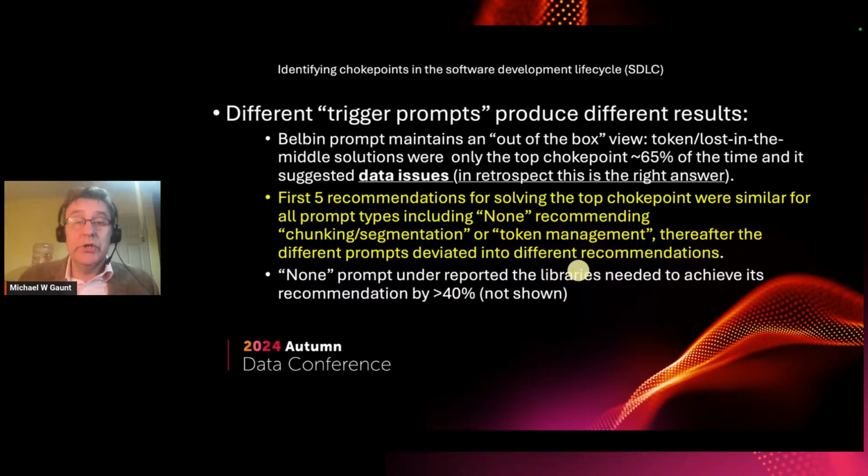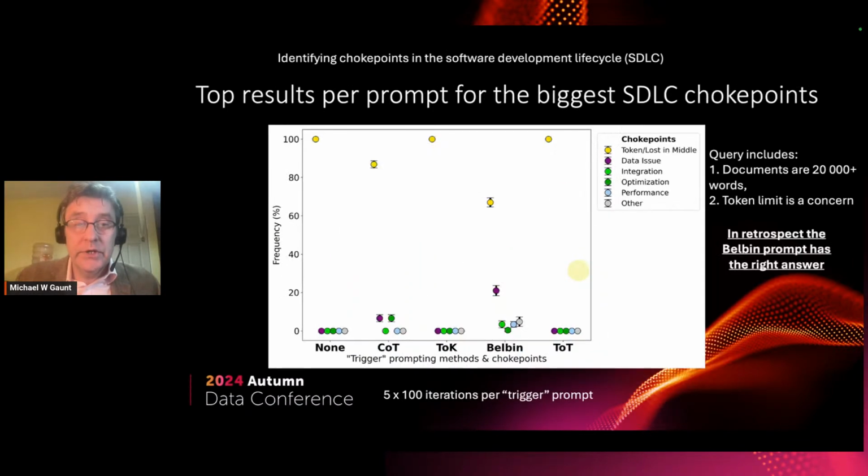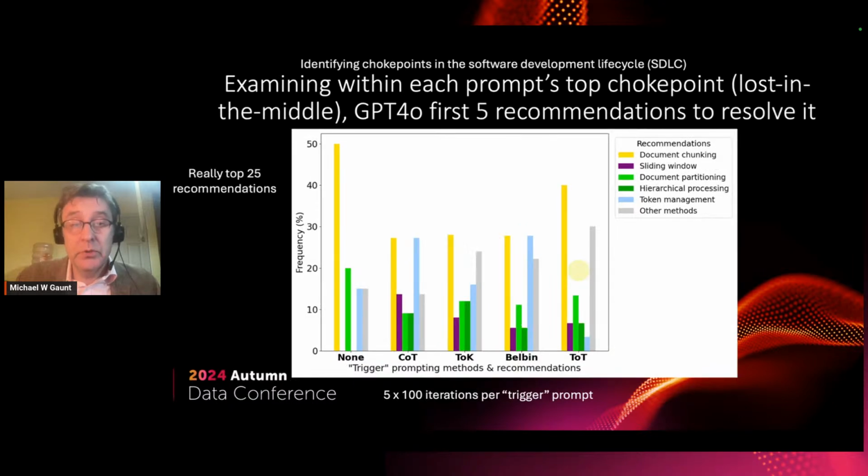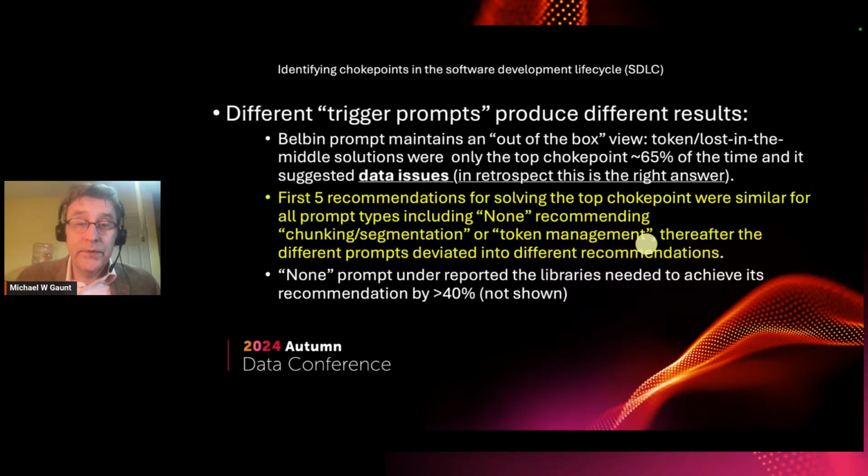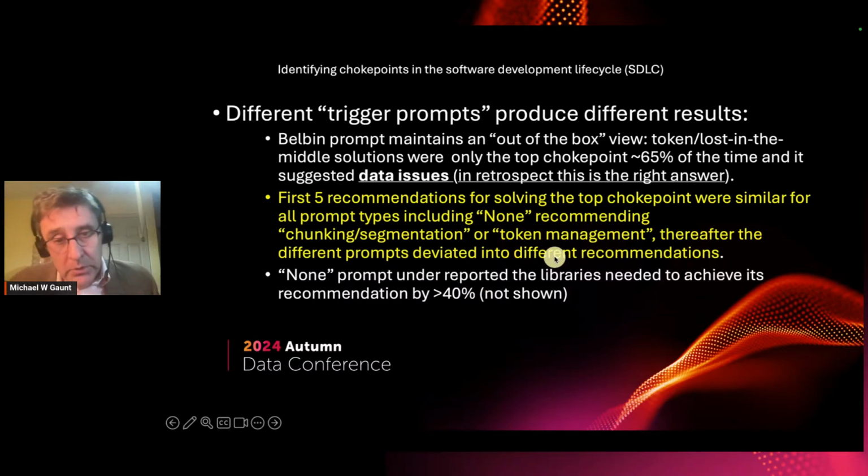So here's the choke point. Here's how I would solve the problem. These are recommendations. What I've not shown you is the software recommendations, the libraries it would say to solve those particular problems. But when you did this without a trigger prompt, it grossly underreported the libraries you needed to solve the problem. So there is a problem if you use zero trigger prompts.